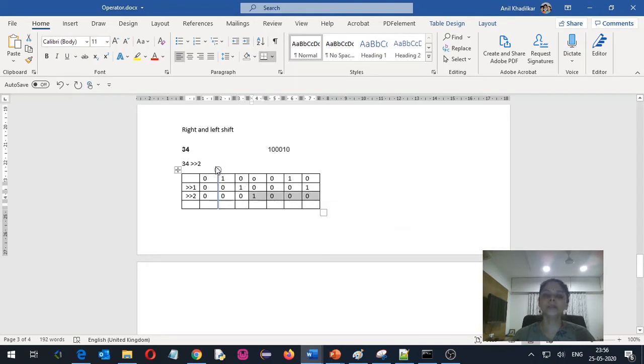So you must have noticed that whenever I am using the right shift operator, in every right shift, since the value of the bit is getting decreased, every shift operation will reduce the value of that number to half. And that is why when I am using 34, in every shift 34 will become half over here, which is 17. Then again it will become half over here, which is 8.